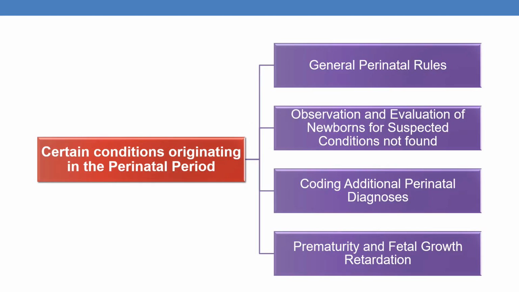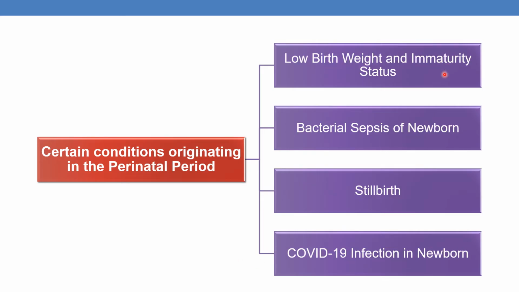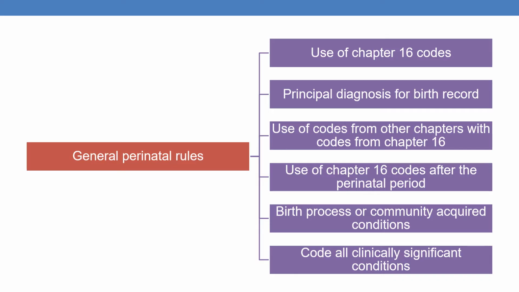Now, the guidelines that we are going to discuss in this chapter are: first, general perinatal rules; next, observation and evaluation of newborn for suspected conditions not found; coding additional perinatal diagnosis; prematurity and fetal growth retardation guidelines; low birth weight and immaturity status; guidelines regarding bacterial sepsis of newborn; guidelines regarding stillbirth; and finally COVID-19 infection in the newborn. Now first, coming to general perinatal rules.